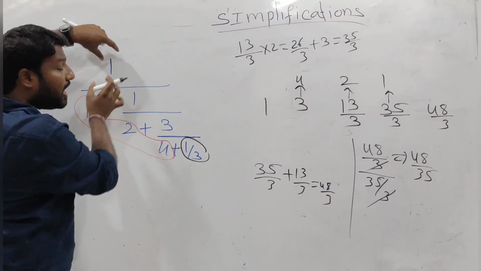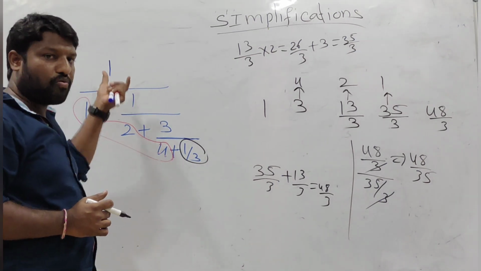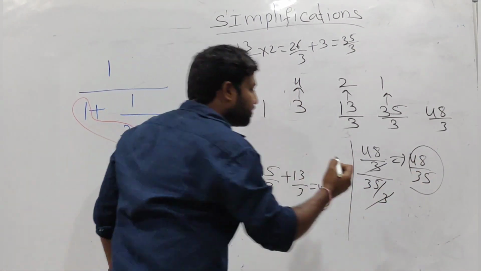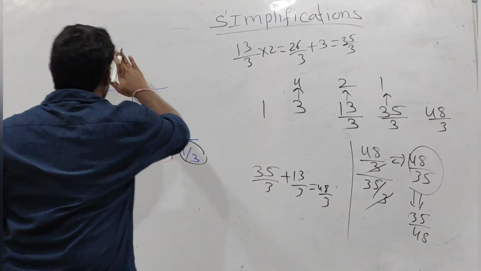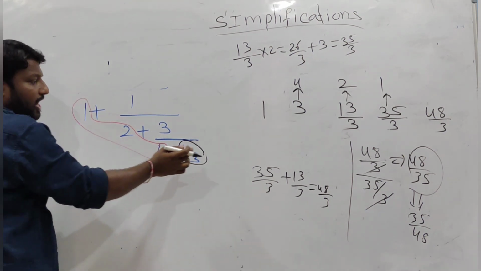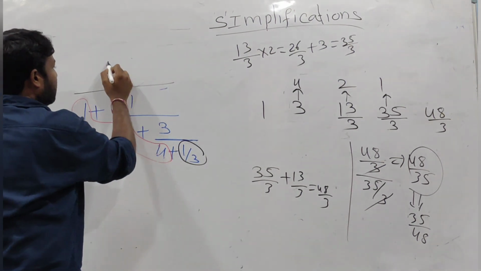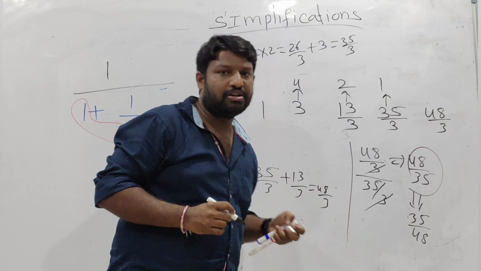But what is the question? 1 by this value. So if 1 by this value is there, then this answer will become reverse. If 48 by 35 is there, then it will become 35 by 48. Suppose this 1 is not there, if your question is like this, 1 plus like this, then the answer is only 48 by 35. But here 1 by something is there, so this answer will become reverse, 35 by 48.